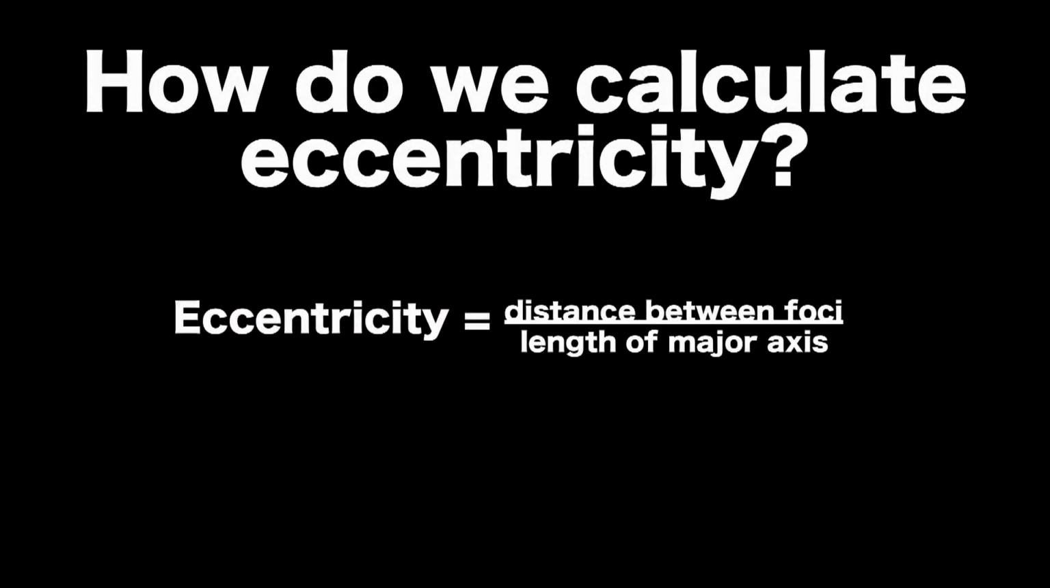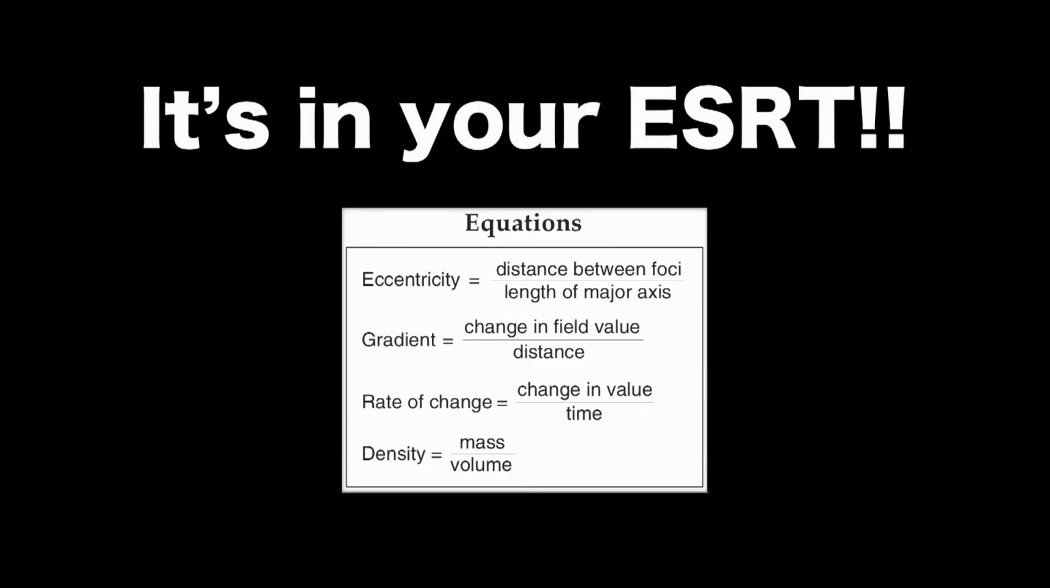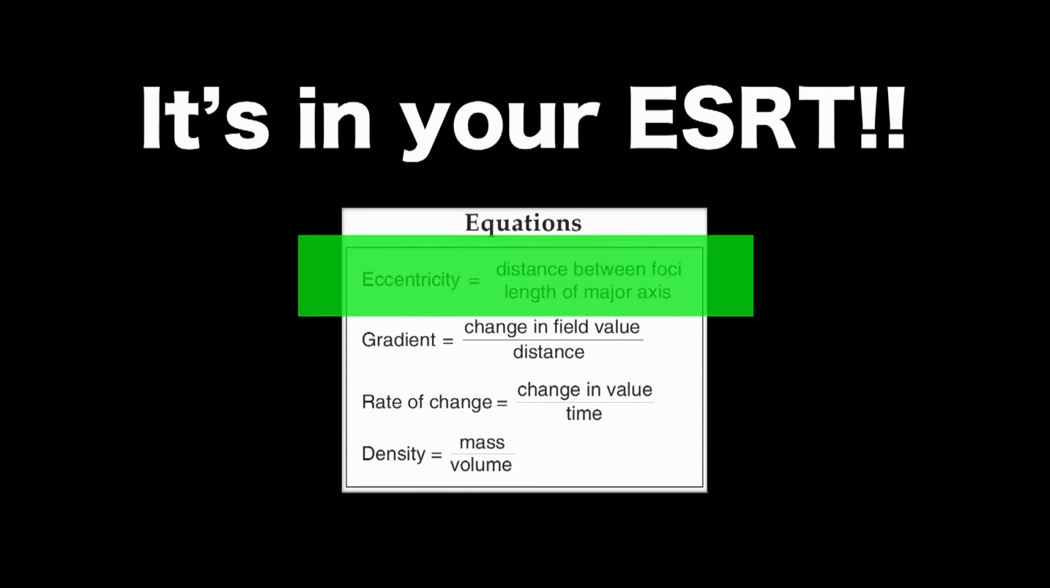So we calculate it by measuring the distance between your focal points divided by the length of your major axis. Now this is a formula you never have to memorize because it's in your reference table. And it's going to be the first formula or first equation that's going to be listed there. So distance between your foci divided by the length of your major axis.